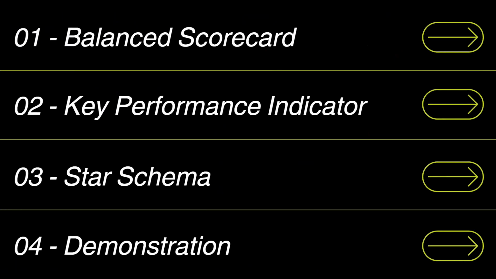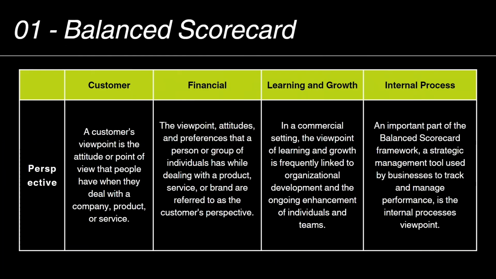So in our presentation today, we will go through 4 key points. The first one is balance scorecard. The second one is key performance indicator, followed by a star schema, and then the demonstration of the ETL, the data warehouse, and the dashboard, and also the data mart. The first one, balance scorecard, will be explained by Leah.